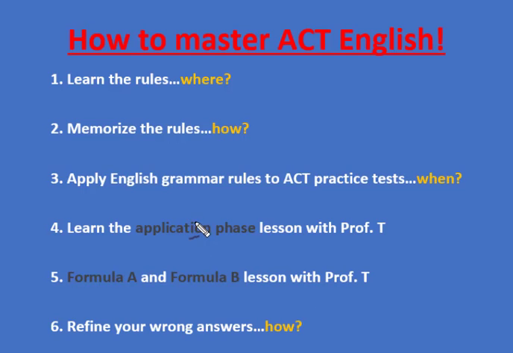If you follow these simple 6 steps, you're on your way to getting the best possible score that you can. Step number 1, we have to learn some grammar rules. Where are we going to find that? You'll see in a moment. Second step is to memorize those rules. Wait, how? How are we going to do it? Then step 3, apply the rules of grammar to the ACT practice tests. Wait, when are we going to do that? 4, learn the application phase with Professor Thomas. Step 5, learn Formula A and Formula B lesson with the professor. And finally, step number 6 in mastering ACT English, refine your wrong answers. How are we going to do that? Kids, let's go ahead and find out.